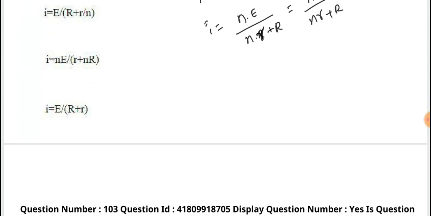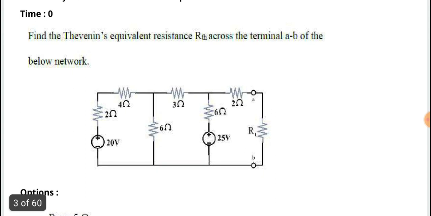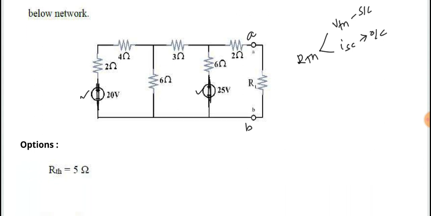Okay, next one: find the Thevenin's equivalent resistance RTH across the terminals A and B. If you see here, we have terminal A and terminal B, and there is a voltage source here. In order to find RTH, if it is a voltage source, we make it short circuit; if it is a current source, we make it open circuit. As per this concept, we will make it short here and short here. Now, what is the equivalent resistance, or RTH, we can say.